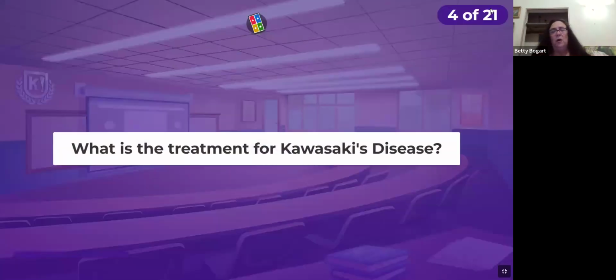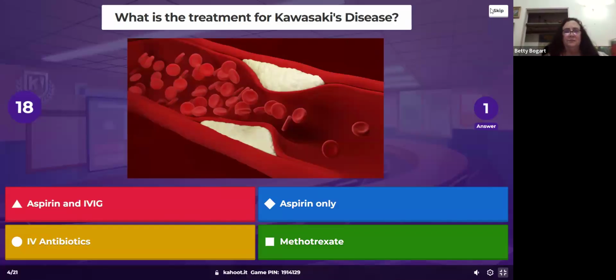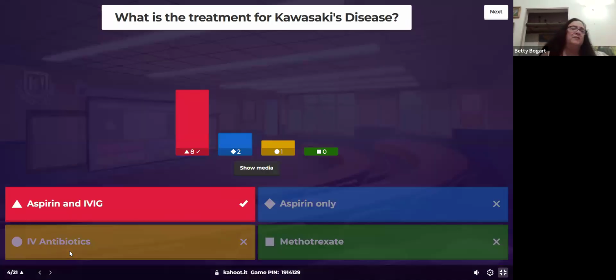What is the treatment for Kawasaki disease? So this is the one time you'll ever hear me say, give a child an aspirin. I know some of the progressive new stuff in older children would be Coumadin, but I've only seen aspirin and IVIG given. Remember, it is not a bacterial infection. It's not antibiotics.